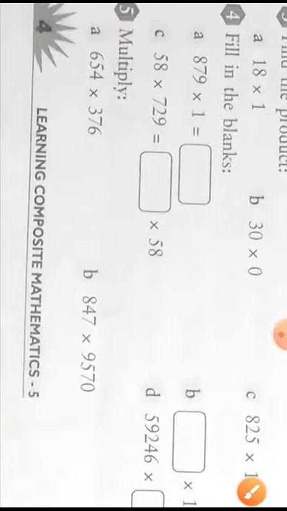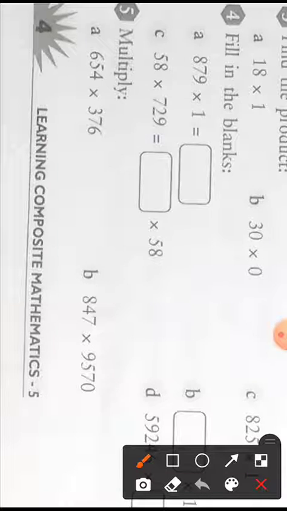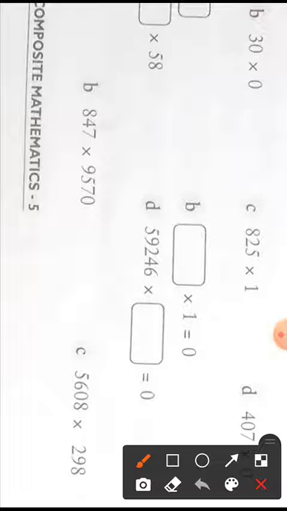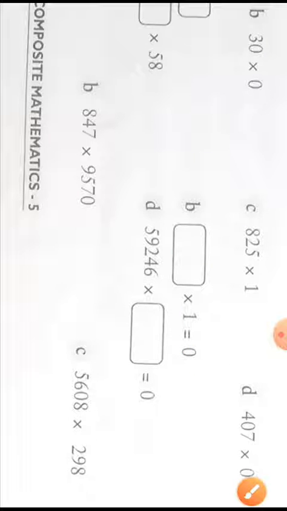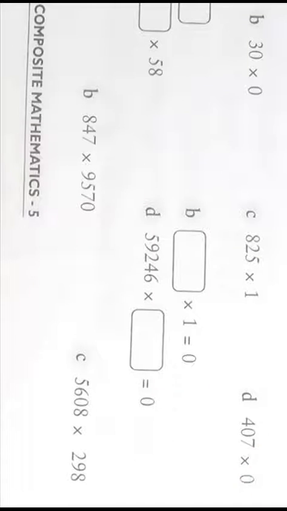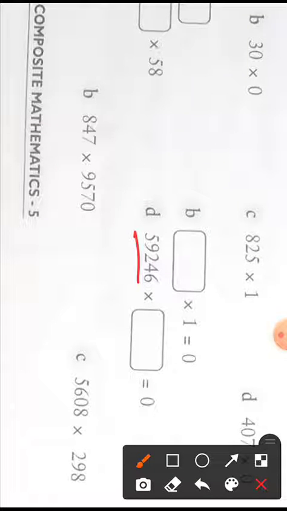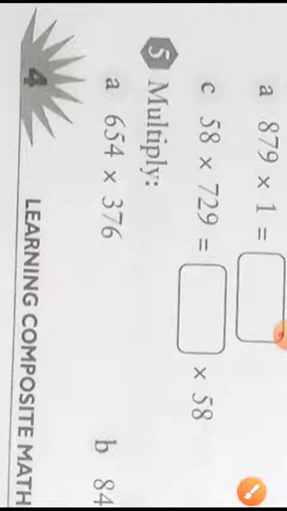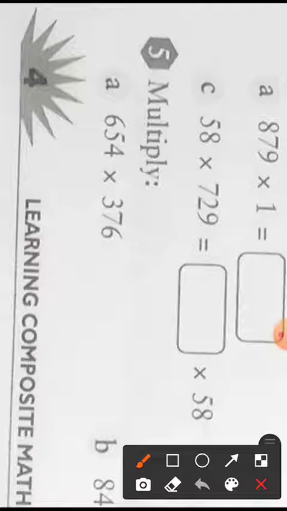Now let us see, fill in the blanks. And the blanks are also very easy. 879 into 1 will give you how much? It is 879 only. So let us see here. What will you multiply with this 1 to get 0? Definitely you will multiply 0 to get 0. Understand? Then what will you multiply with 59246 to get 0? You will have to multiply 0 only to get 0. So see here, this is the property of 0, that whenever you multiply 0 with any number, your answer is always 0.